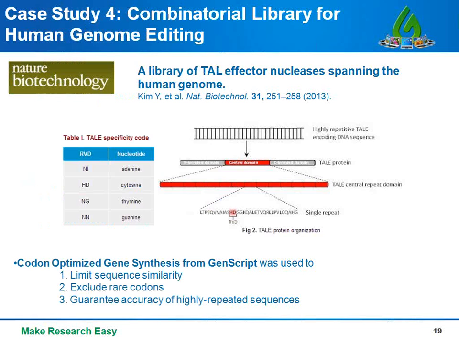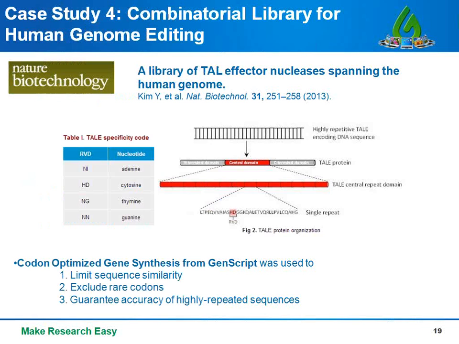So these researchers asked GenScript to synthesize 84 different constructs for them, and codon optimization was helpful here for solving a few different challenges. First, they wanted to limit sequence similarity between different constructs in their library. This was quite a challenge given how highly repetitive the sequence is, but we were able to limit the maximum sequence similarity between different plasmids to no more than 81%, which met their requirements. Second, they wanted to exclude rare codons in order to maximize translation efficiency in human cells, which we did.